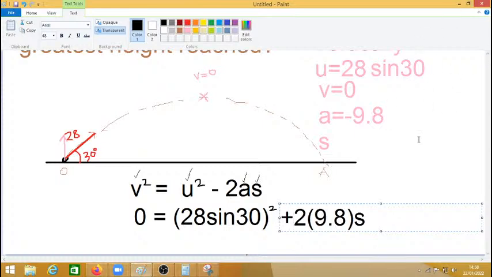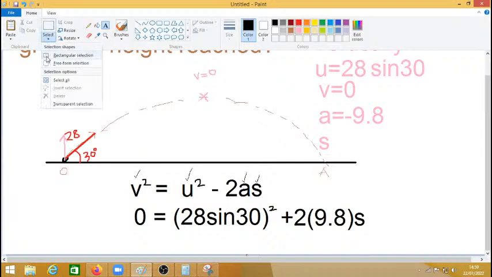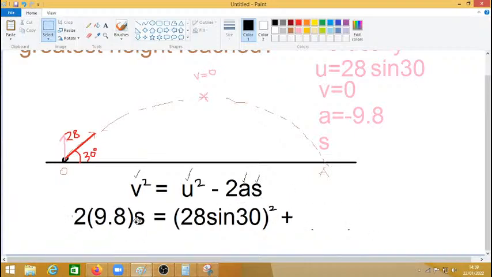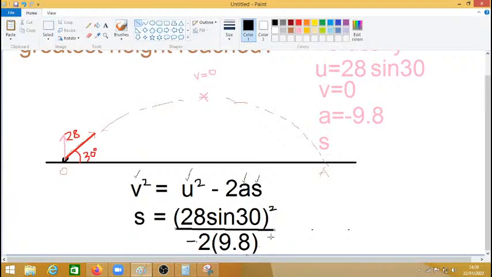And now I have to try to rearrange and solve that, which should be quite easy. I can take the 2 times 9.8 onto the other side as a minus. And then I can divide by something. Can you guess what I'm going to divide by? I'm going to divide by the 2 times minus 2 times 9.8, so that can come here. And then it's just a question of typing that into your calculator.